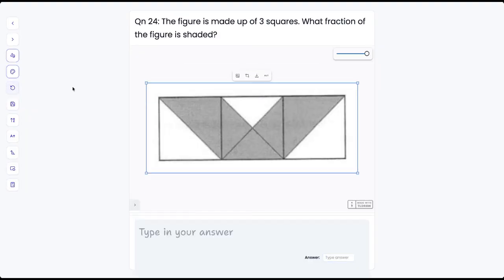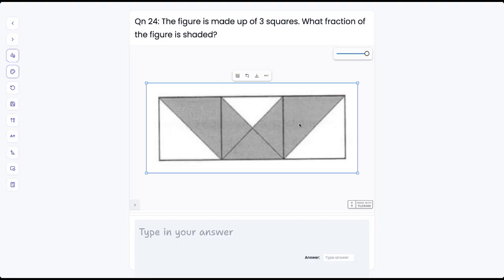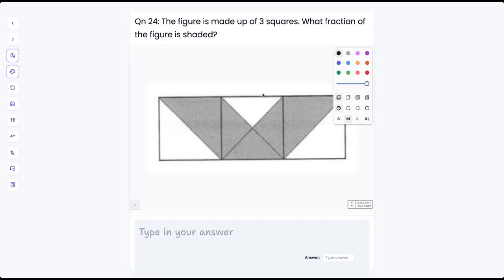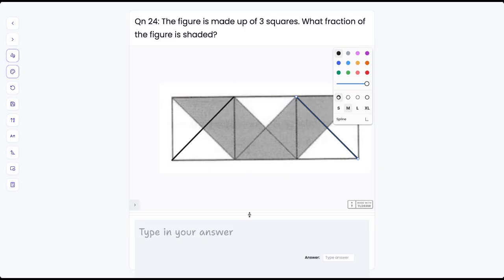Question 24. The figure is made out of 3 squares. What fraction of the figure is shaded? So in this case over here, let's draw some lines. We can see that in the middle we have a square that is split into 4 different triangles. That's what we're going to do for the rest of the squares. So we're going to create another square, and then another square, as I see over here. Okay, so we can write down as well.